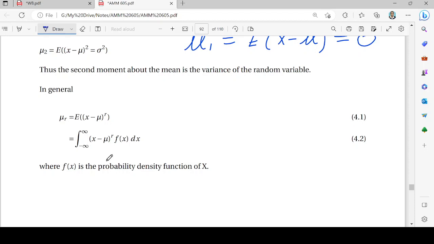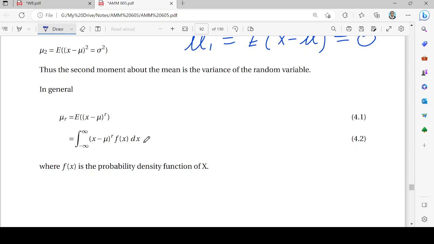So basically, when we talk about mu r, the rth moment, the expected value of x minus mu raised to the power of r, by definition of the expected value is given by the integral from negative infinity to infinity of x minus mu raised to power r multiplied by f of x, then we integrate with respect to x.